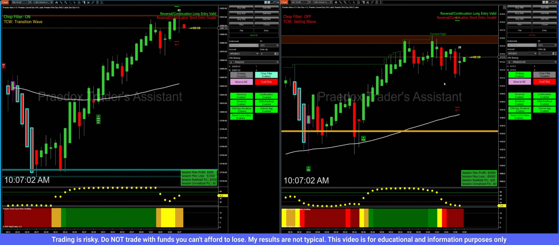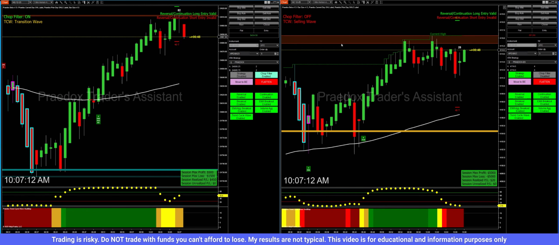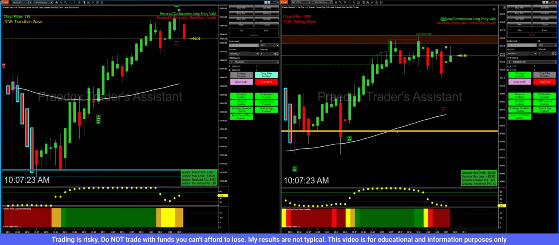Okay, quick update. You can see we are now in our selling wave on gold. We're just looking to get out of this here. This might be a pullback and then possibly a TCW long, but we'll wait. We're being patient. We're just going to let Trader's Assistant do what it does best, look for the right trade.